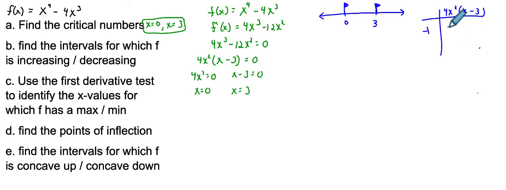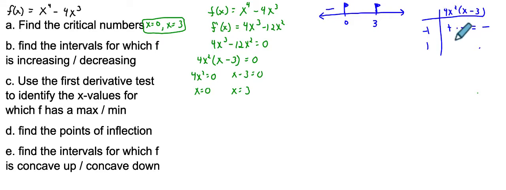1 times 4 is a positive. And negative 1 times minus 3 is still negative. And anytime I take a positive times a negative, that's going to give me a negative. So I know that is negative. Then I'll try something in between. So let's try a positive 1 this time.